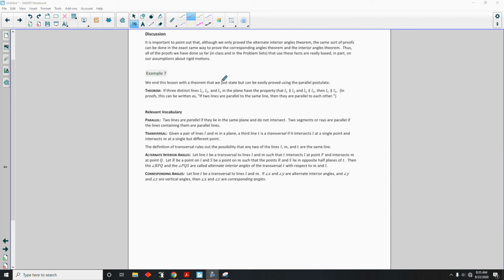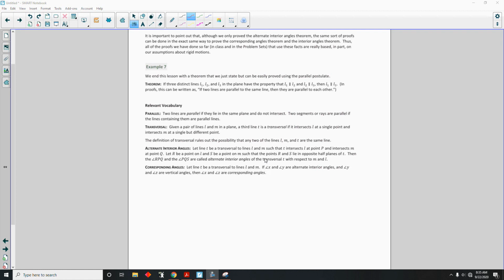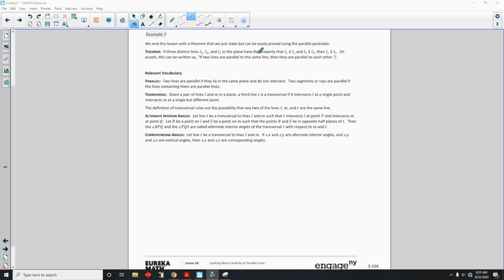Example 7 says we end this lesson with a theorem that we just state, but can be easily proved using the parallel postulate. Theorem: if three distinct lines, L1, L2, and L3 in the plane have a property that L1 is parallel to L2 and L2 is parallel to L3, then L1 is parallel to L3. In proofs, this can be written as, if two lines are parallel to the same line, they're parallel to each other. So if this is line L1, whoops, I didn't choose my line. That was pretty straight until the end.